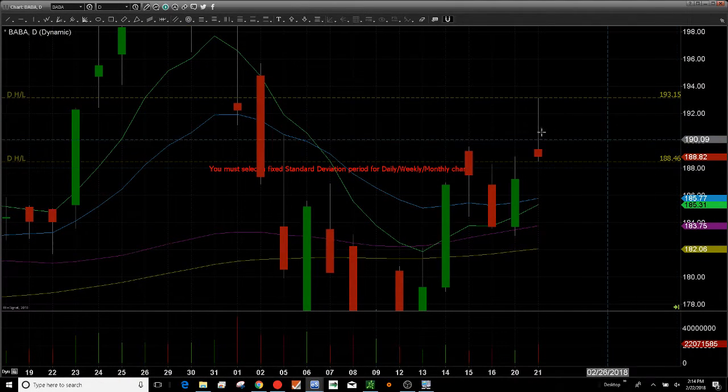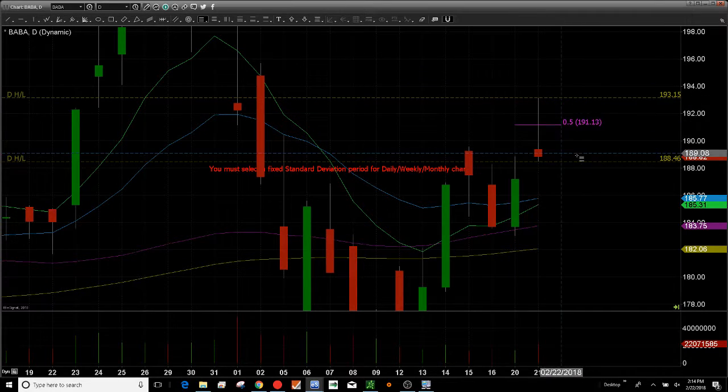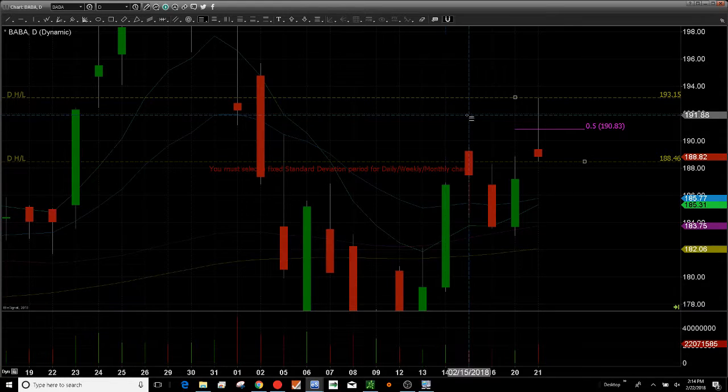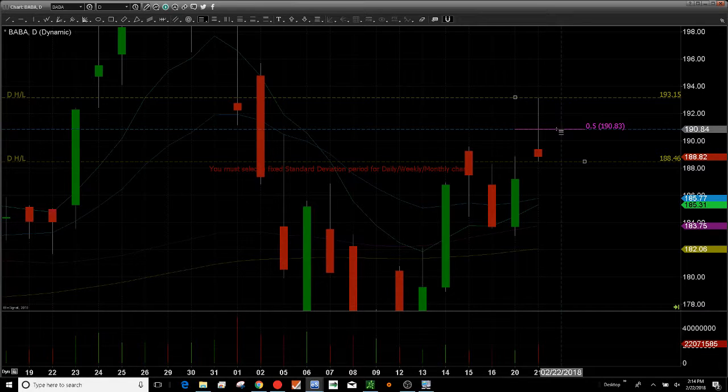And lately what I've been doing is using this 50% retracement a lot. So you see what I did there? I clicked here, and this is a formula that makes a 50% line of this candle right here, okay?